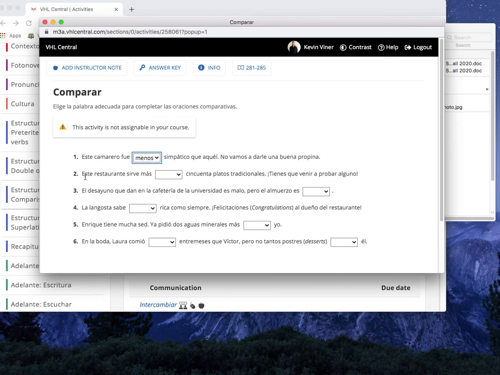Let's look at número 2. Este restaurante sirve más de 50 platos tradicionales. Tienes que venir a probar alguno.